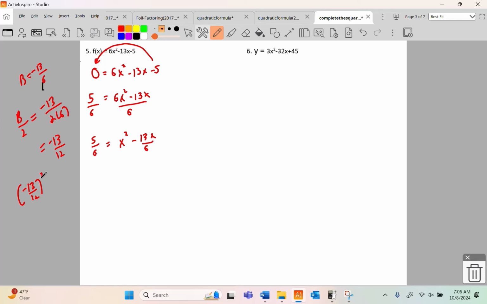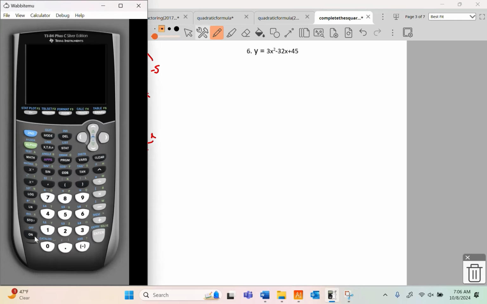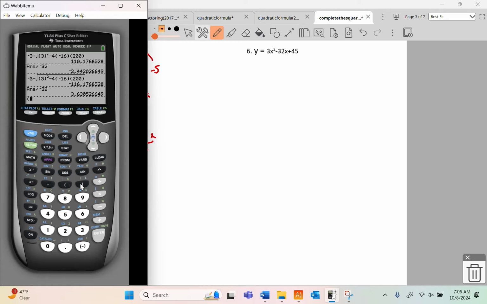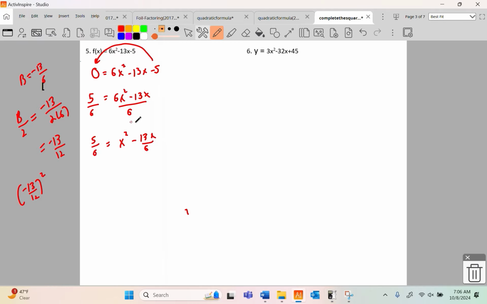Ah, that doesn't sound like much fun. It should be 169 over 144, but I'm pretty sleepy. Don't use decimals. You're supposed to add that to both sides.